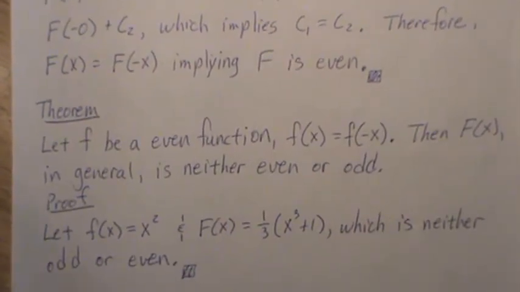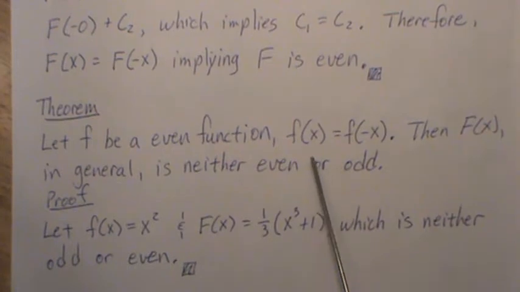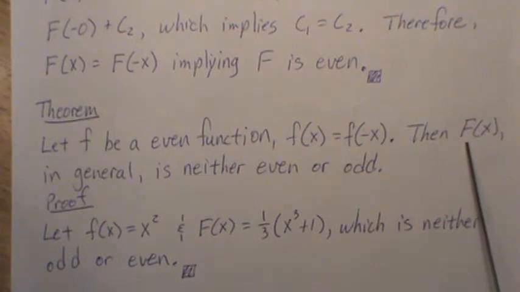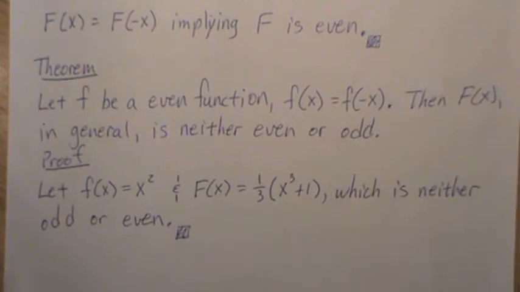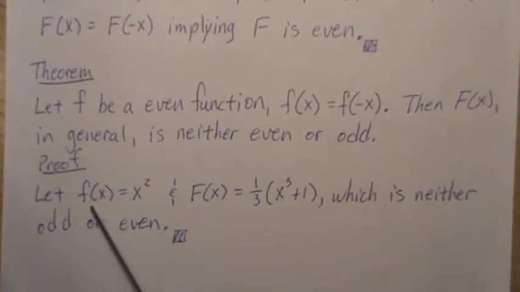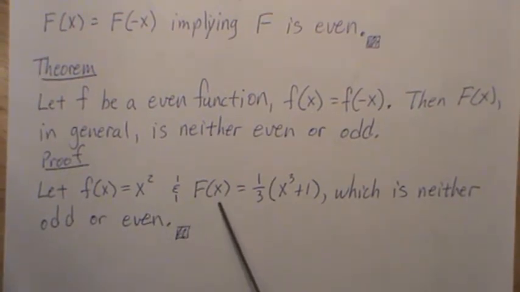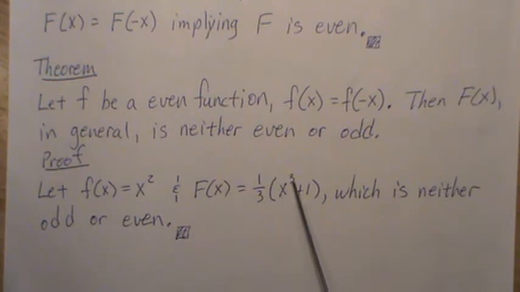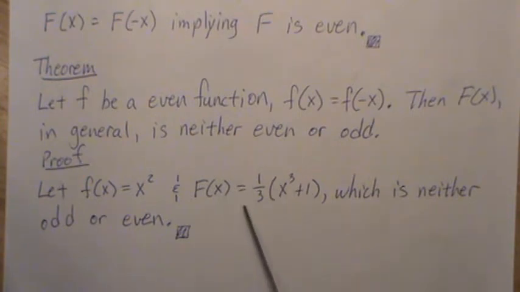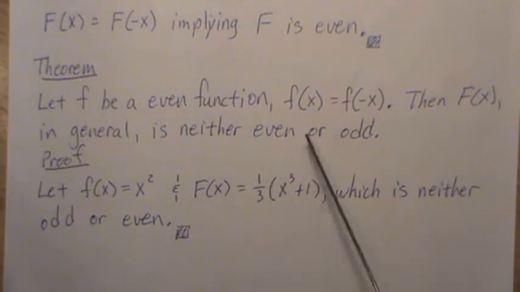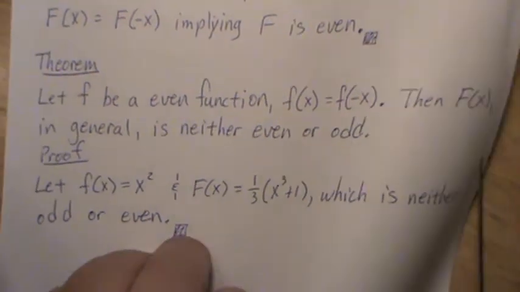So for this theorem, let's let f be an even function. So that means f of x is equal to f of minus x. Then capital F, the antiderivative of f, in general is neither even nor odd. And it just takes one simple example to show that. If little f of x is x squared, capital F of x can be 1/3 times x cubed plus 1. And this function is neither even nor odd, but if you take the derivative of it, you get little f, or x squared. And so that proves that it's neither even nor odd.